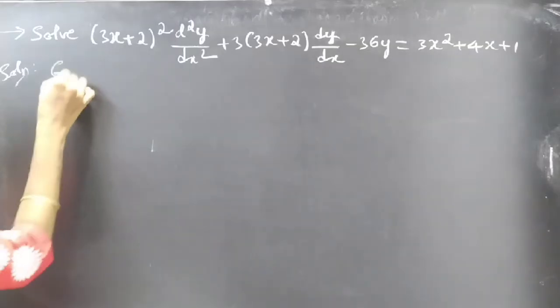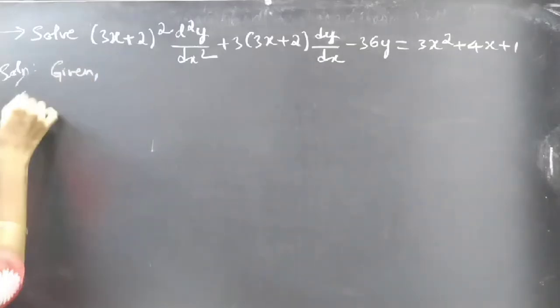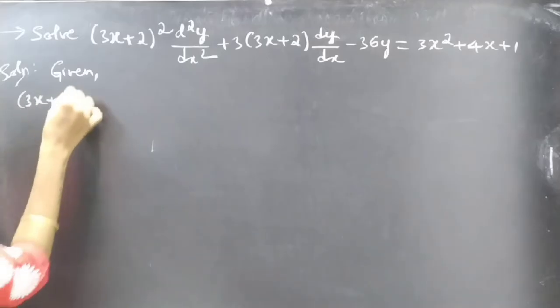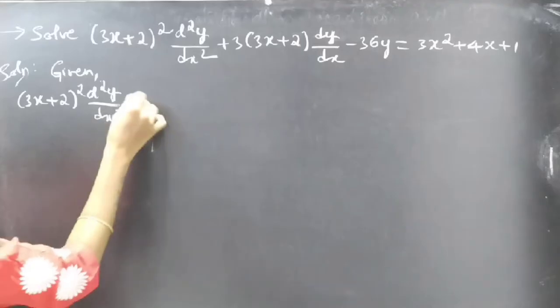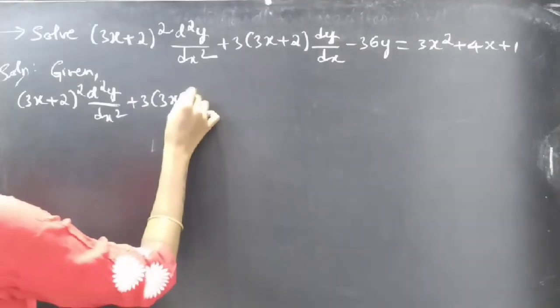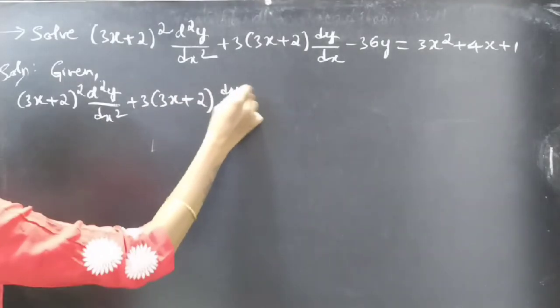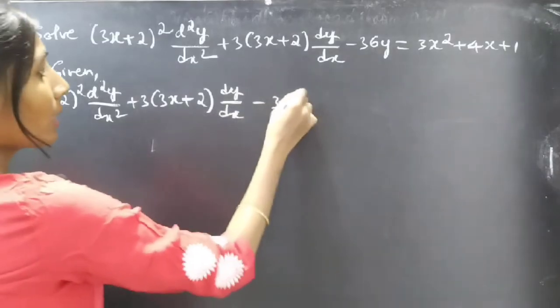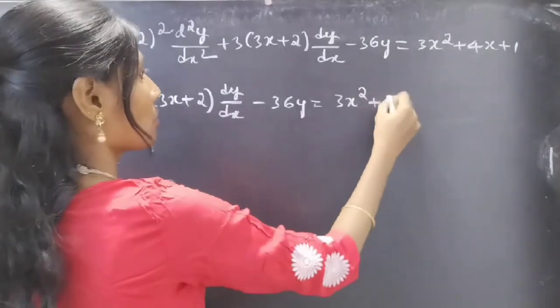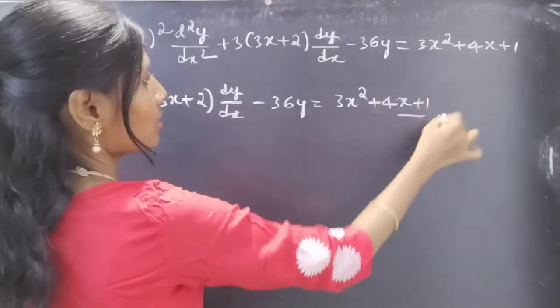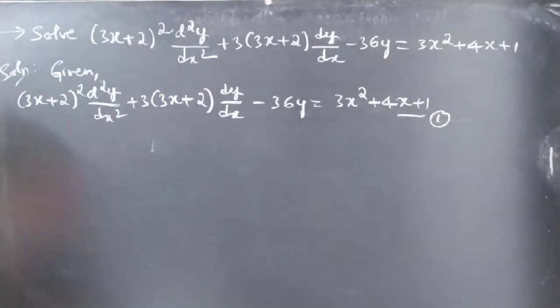Given differential equation (3x+2)² d²y/dx² + 3(3x+2) dy/dx − 36y = 3x² + 4x + 1, right? Consider the given differential equation as equation 1.